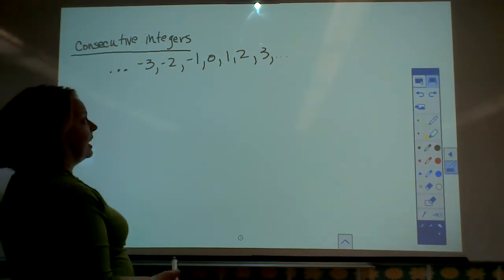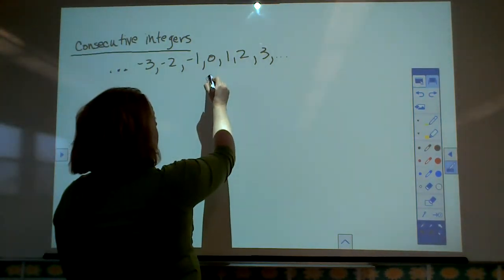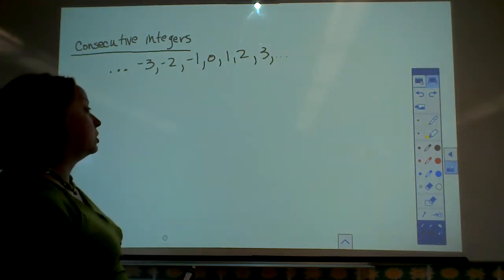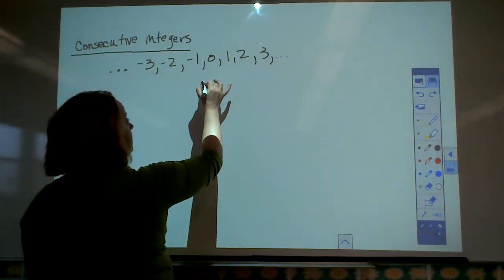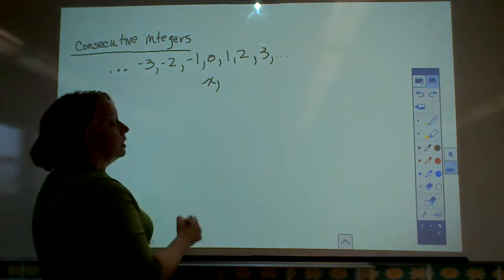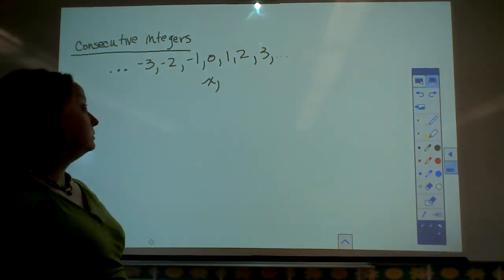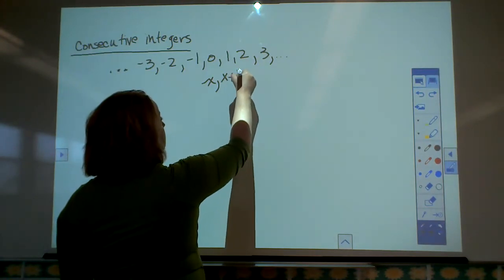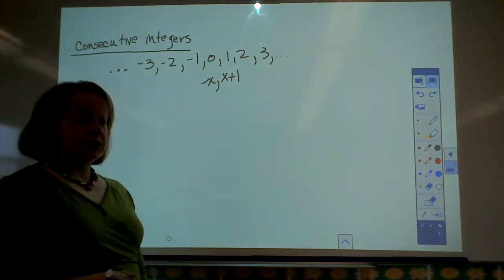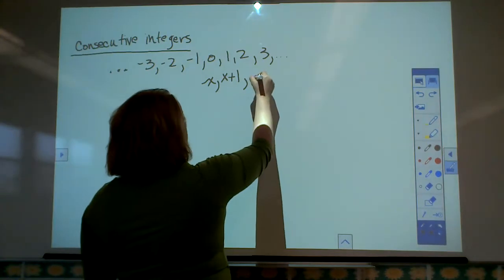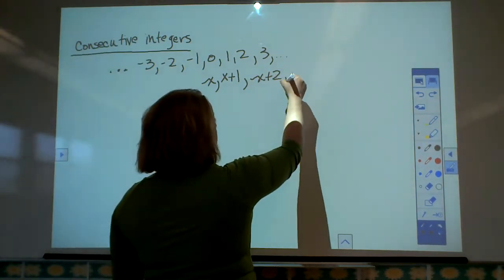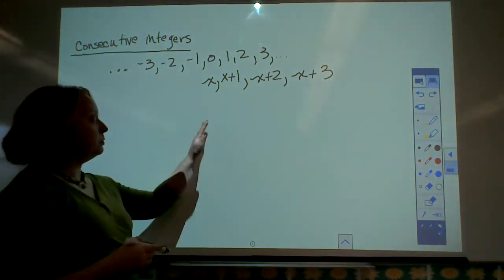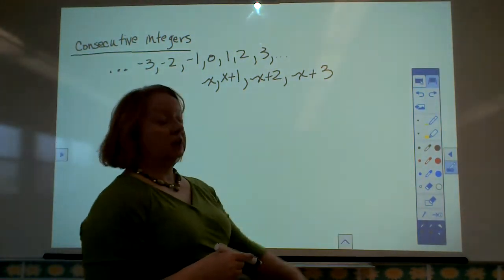So let's say that 0 was the first consecutive integer and I want to write a formula to find more. So I'm going to put 0 down here as x. Well, 0 plus what is 1? Well, that's going to be x plus 1. Well, 0 plus what is 2? So the next one is going to be x plus 2. And the pattern just keeps continuing. So those would be your consecutive integers.